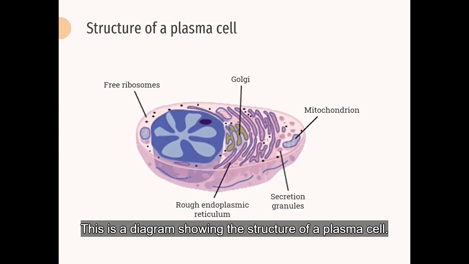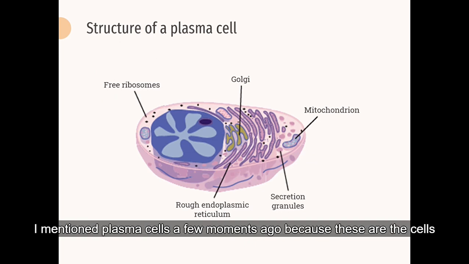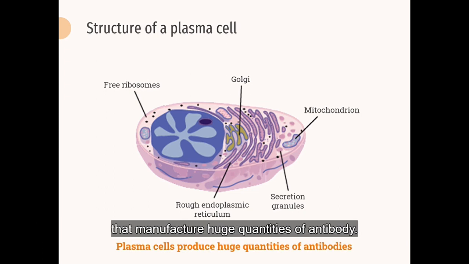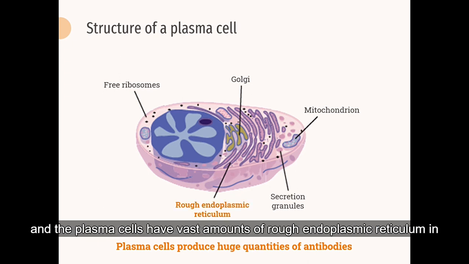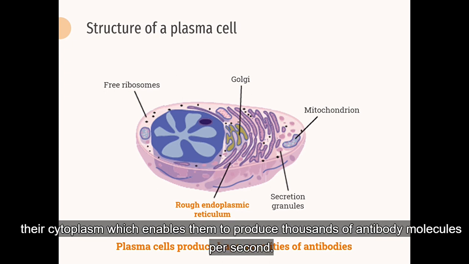This is a diagram showing the structure of a plasma cell. I mentioned plasma cells a few moments ago because these are the cells that manufacture huge quantities of antibody. Essentially, B cells differentiate into plasma cells as the immune response progresses. And the plasma cells have vast amounts of rough endoplasmic reticulum in their cytoplasm, which enables them to produce thousands of antibody molecules per second.